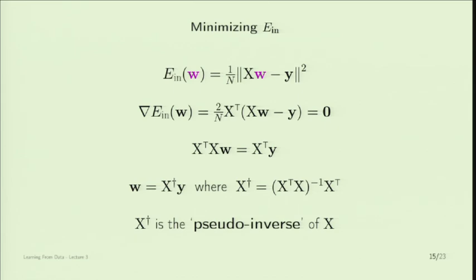Regarding the expression of E_in, how does the in-sample error or the out-of-sample error relate to the probabilistic definition of last time? Here we dealt only with the in-sample error. We decided on E_in, and in general in learning you only have the in-sample error to deal with.